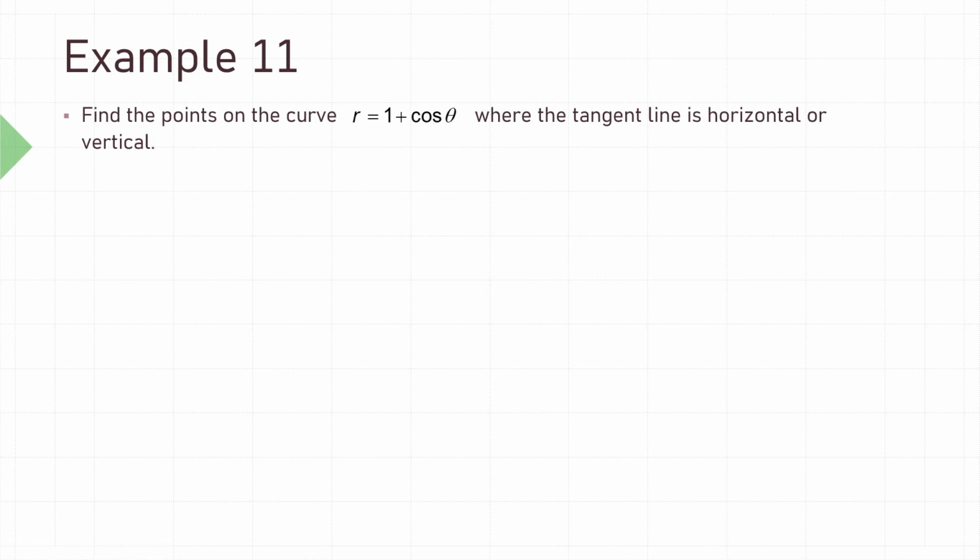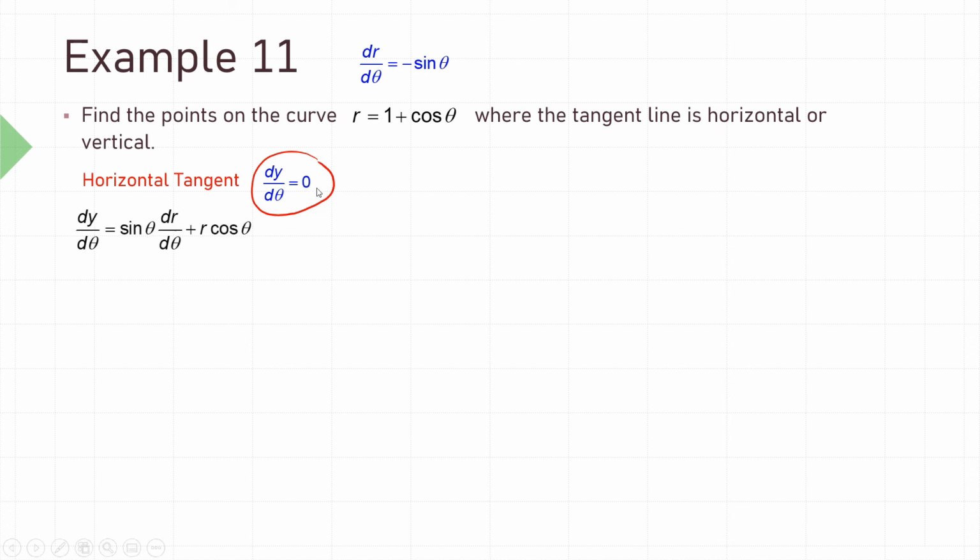We have to find the points on the curve r equals 1 plus cos theta where the tangent line is horizontal or vertical. Again, we just need to do the same thing here. Firstly, we find dr over d theta, which is given by negative sine theta. For the horizontal tangent, we must find dy over d theta and equate it to 0. Given by this formula, we already have dr over d theta and r, so we substitute them here.